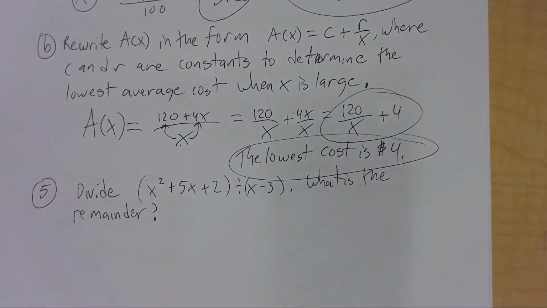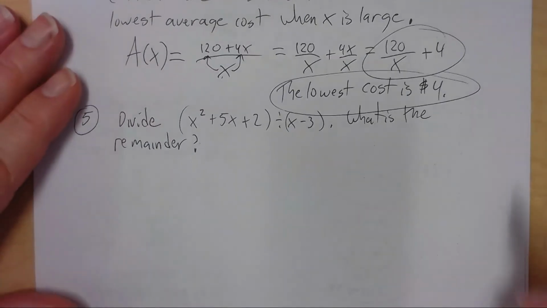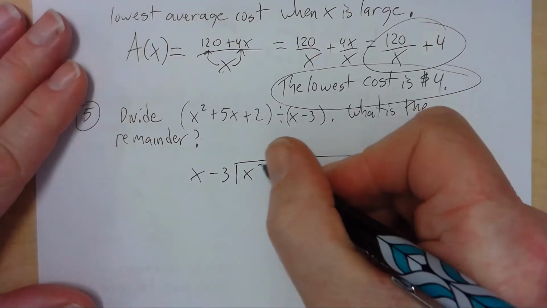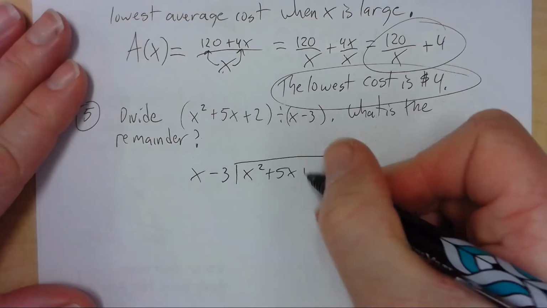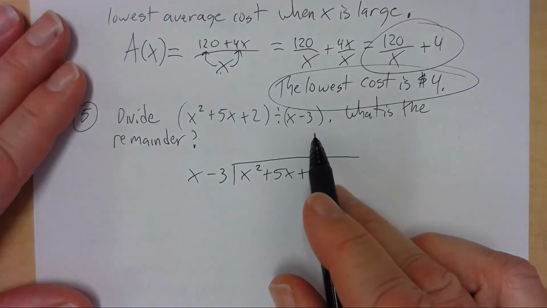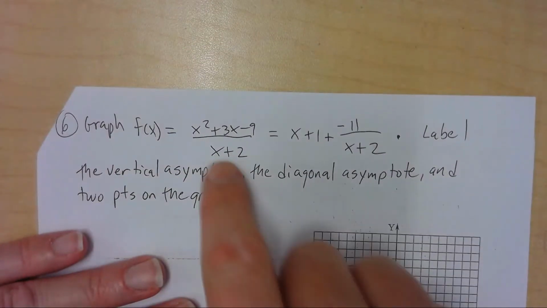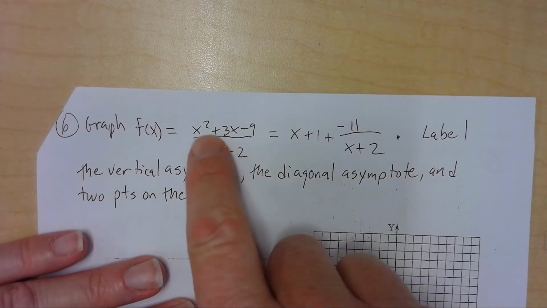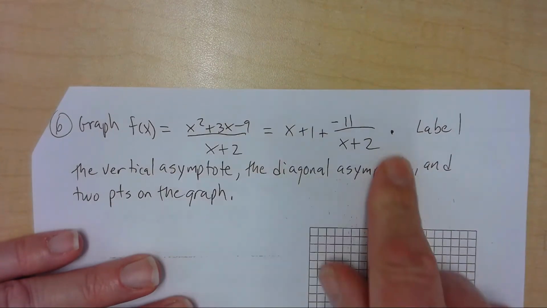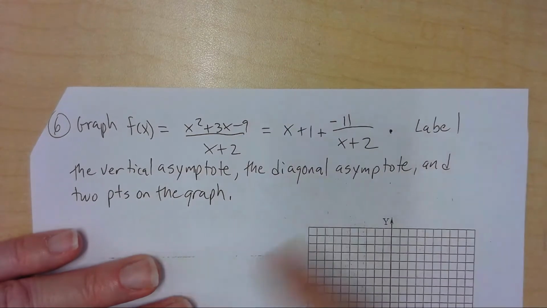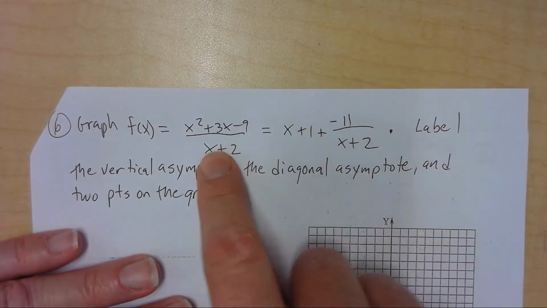All right, next one. We're dividing this here, so we get x minus 3 divided into x squared plus 5x plus 2. Now, if you were to graph this, you would want to divide this and write it into its 2 parts. Well, in number 6, that's what I did. I took this right here and divided by this to get this. So that's how you graph it, basically looking at both parts. So this is just practice dividing and looking at the remainder.